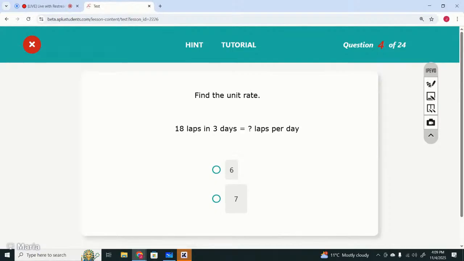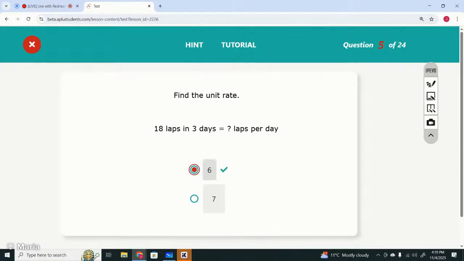Find the unit rate: 18 laps in 3 days. So how many laps per day? 18 divided by 3 is 6 laps per day. Option number 1 is the correct option. That is 6 laps per day.